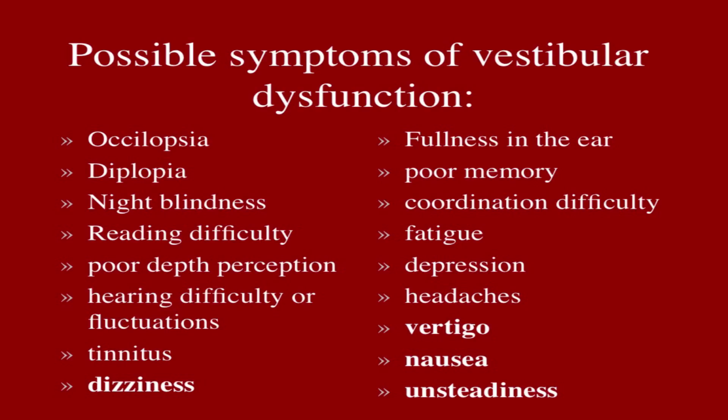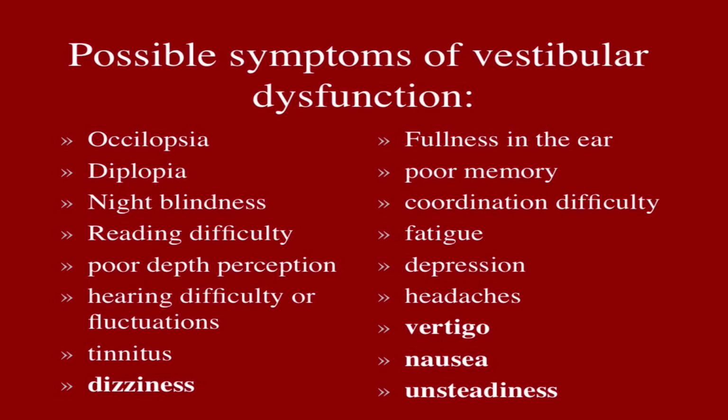So symptoms of vestibular problems. This one here is oscillopsia, which is another fancy word again for jumpy vision. So just jumpy vision, kind of like my hand is with this light here. Diplopia, so that's double vision. Night blindness, reading difficulty, poor depth perception. Having fluctuations or difficulty hearing, or what's called tinnitus, like the noise you're hearing.